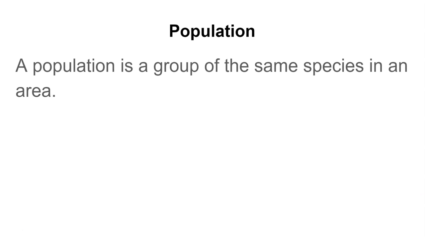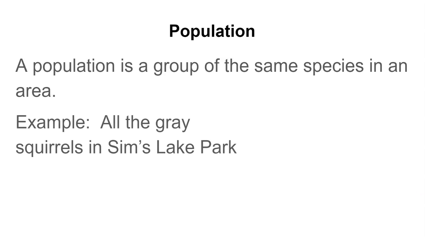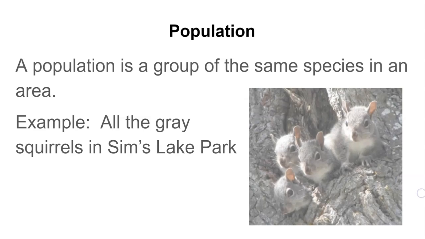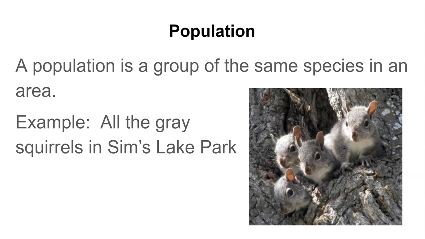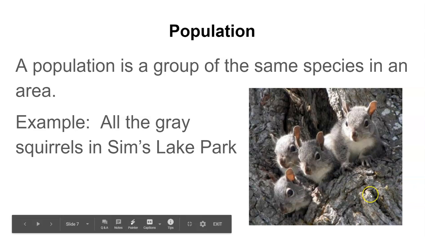All right, a population is a group of the same species in an area. So if I was going to say squirrels, I would have to be specific and say gray squirrels. Okay, I can't just say squirrels because there's more than one type of squirrel. If I wanted to say bears, I couldn't say a population of bears because there's brown bears and grizzly bears and sun bears and black bears. So you have to be specific when you're talking about a population.